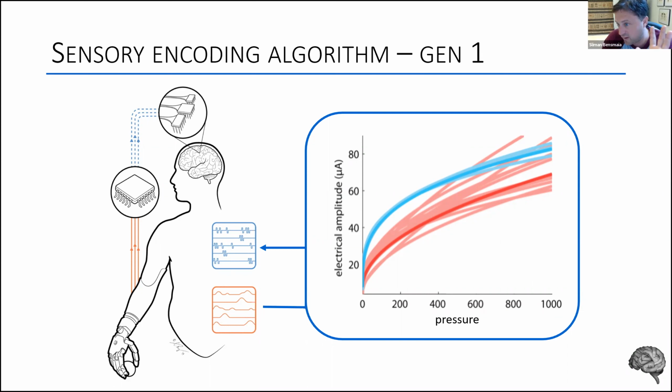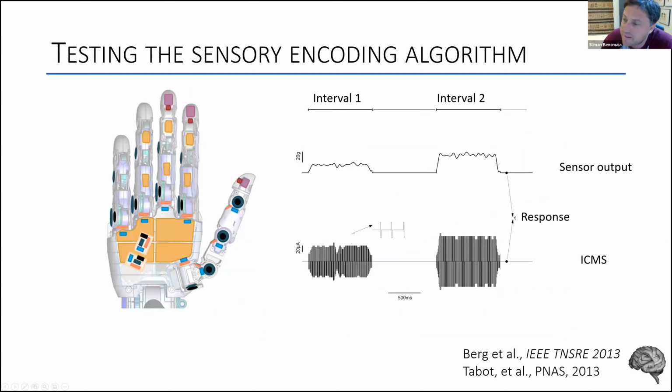I haven't explained how we got this function, because it would take the entire talk to do that. I should say these two different colors correspond to two different monkeys. One monkey was super consistent, the other was less so, but you can see these curves basically have the same shape, a negatively accelerating function of amplitude over pressure. But what I will show you is that this function works, by showing you how we deployed it in a monkey experiment.